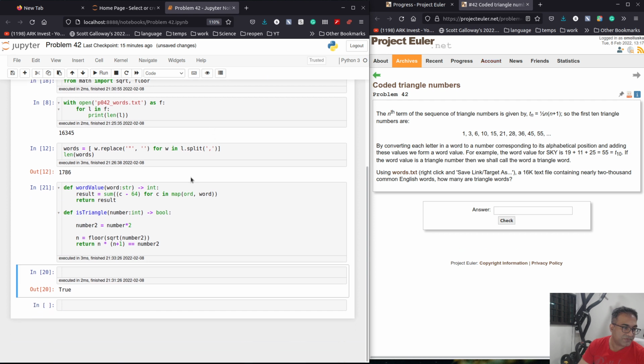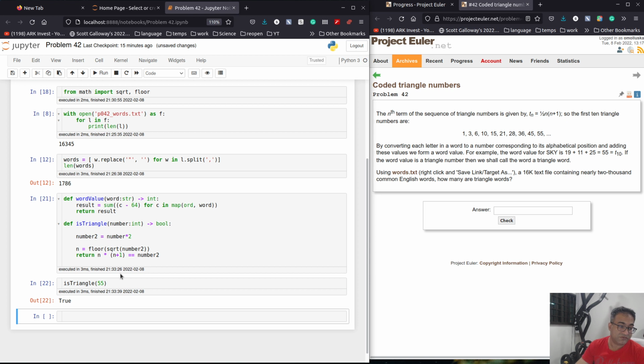So for example, is_triangle 55, and the answer is true. If triangle 56, the answer is no, 56 is not it. So what we want to do is say, is_triangle word value of SKY? And if it is true, then we say, yep, this is what we want. Otherwise, this is not something that we want.